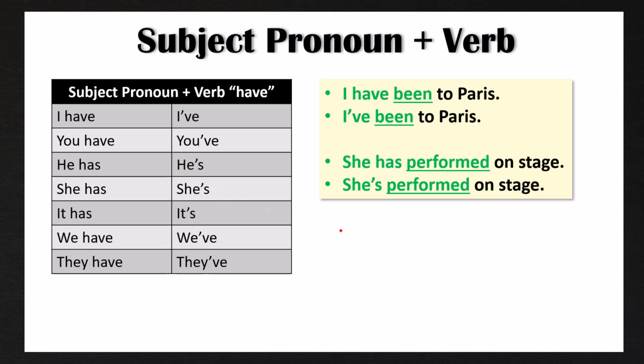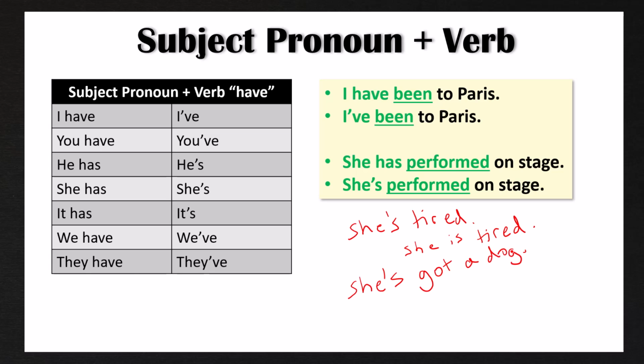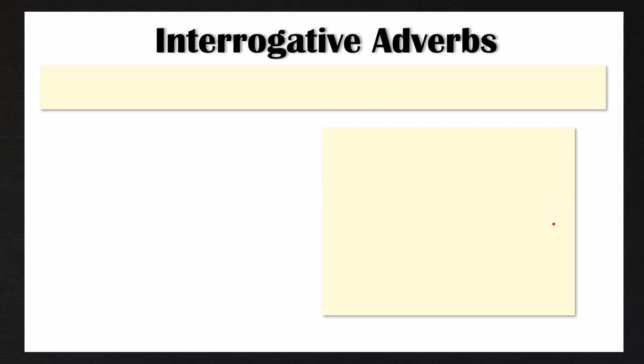For example, she's tired. This clearly means she is tired. It wouldn't make sense to say, she has tired. But if we said, she's got a dog, well, this clearly means she has got a dog, not she is got a dog. So it's important to pay attention to the words around the contraction.